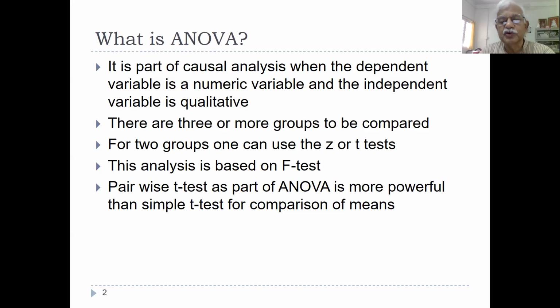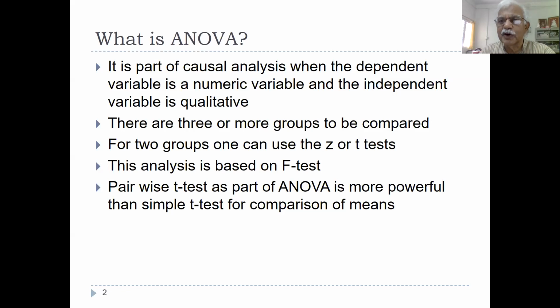If you have only two groups, you know that you can use Z test or T test for comparison of means. But when you have three or more groups, then you require application of analysis of variance or F test. And no doubt, pairwise T test is more powerful than simple T test. And this pairwise T test is part of ANOVA. So you can even use T test along with ANOVA. This pairwise T test with ANOVA will be a more powerful test.